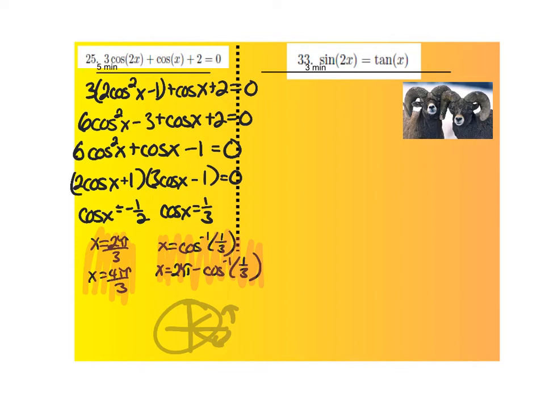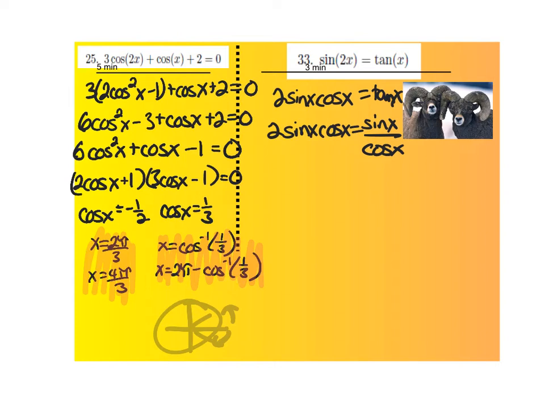The 33 is a little bit different, so I'm going to switch out sine. The double angle formula for sine only has one option. It's only 2 sine x cosine x equals tangent x. 3 different trig values. Okay, so why don't we swap out tangent for sine over cosine? So we at least can get rid of that. Okay, and I always try to get rid of fractions, so let's multiply by the common denominator, which would be cosine. So we get 2 sine x cosine squared x equals sine x.